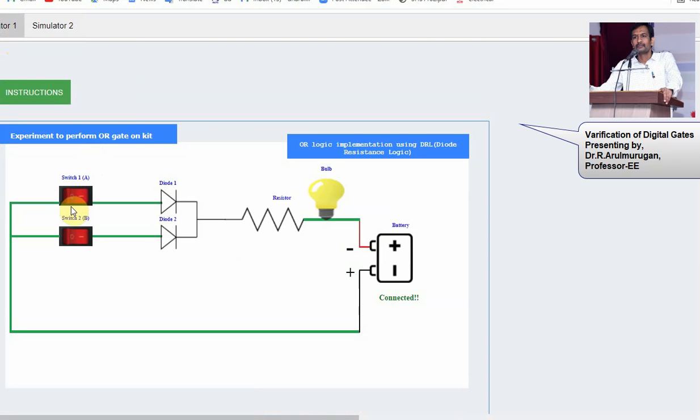Both off, light is off. Any one on, the light is on. Any one, A or B, is on, the light is on. Both on, the light is on. So that's all about the OR gate.